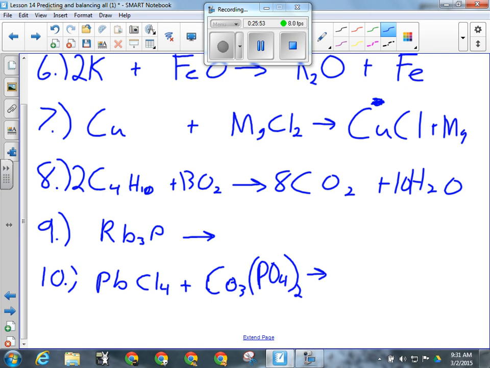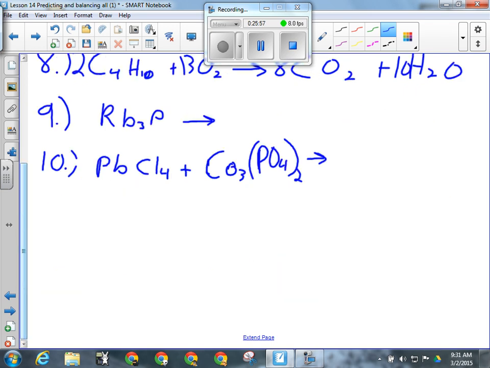Okay, in number 9, I have a single compound, in this case rubidium phosphide, and it's breaking down because it has to be a decomposition reaction with only one reactant. So it's going to break down into rubidium and phosphorus. Okay. My flowchart says in a decomposition reaction I need to check for special elements. Rubidium is not special, phosphorus is, and it comes as a 4. Alright, so we got a 4 there.